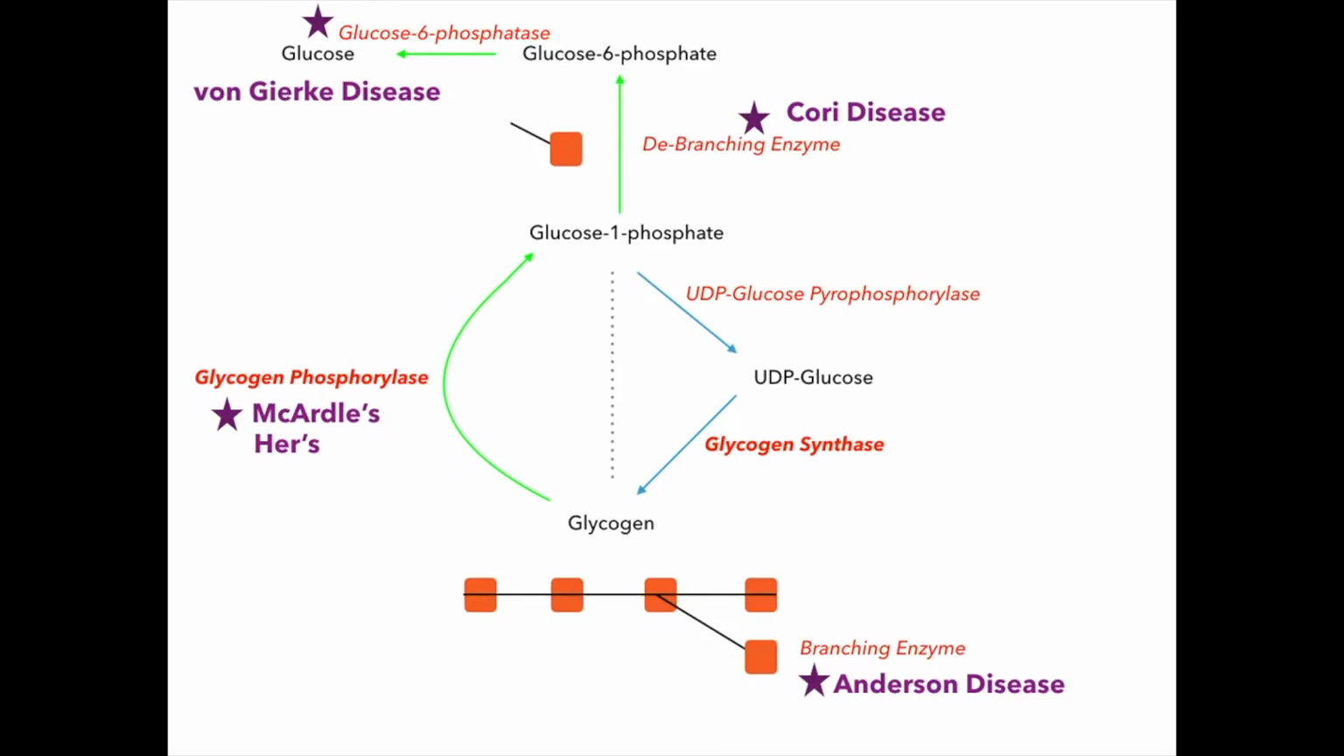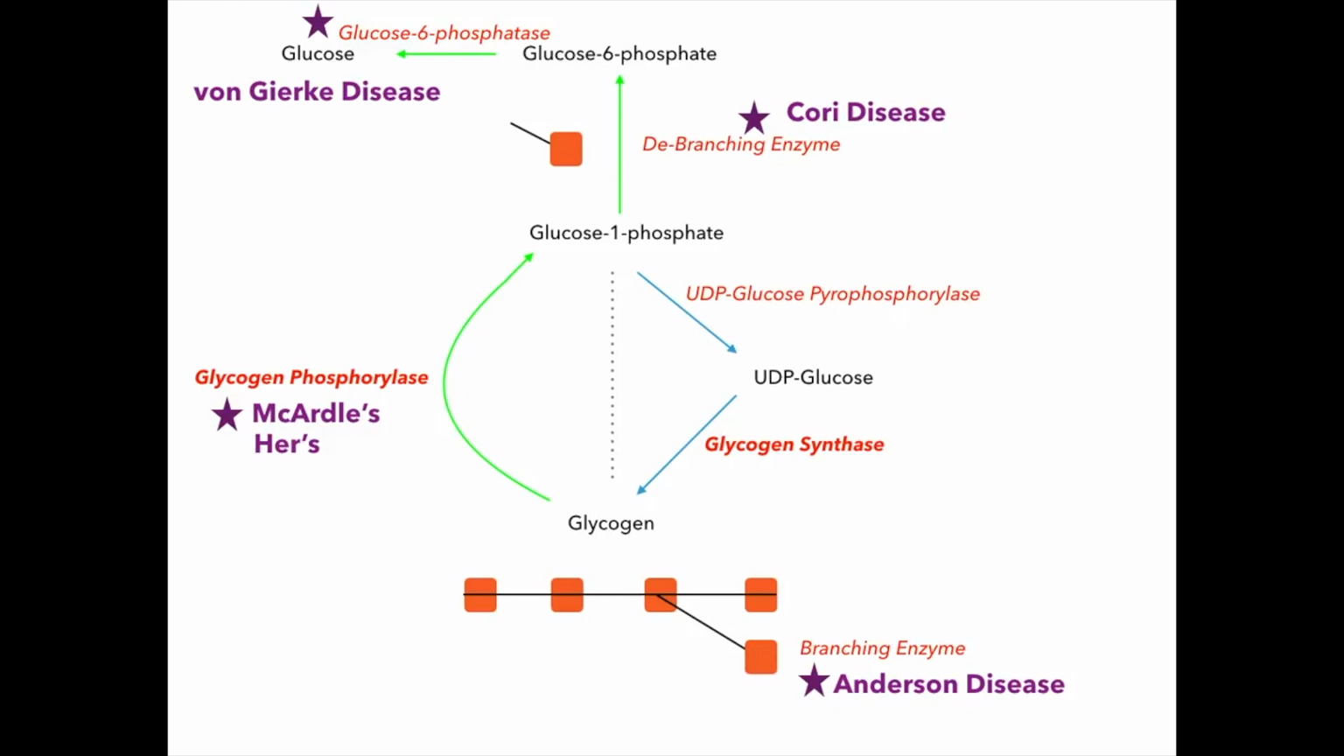Now, this is everything we've talked about so far. We did von GIERKE, CORI, McArdle's, HER's, and Anderson. There's one more disease that you need to know, and I saved the pathophysiology for the end because it's really simple and it didn't really fit in with the rest of this schematic. It didn't really fit with the rest of the biochemistry.